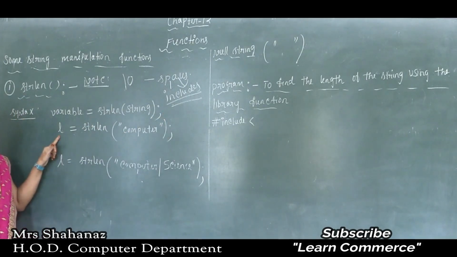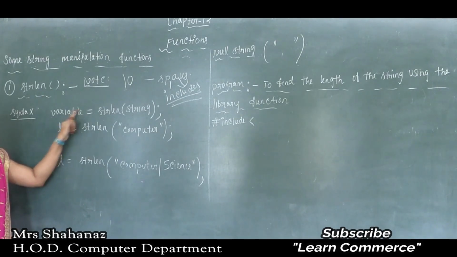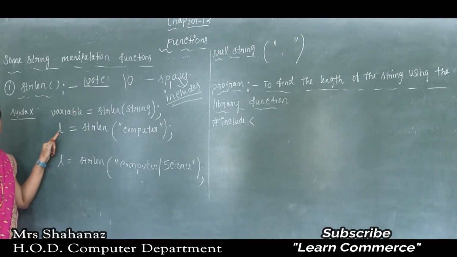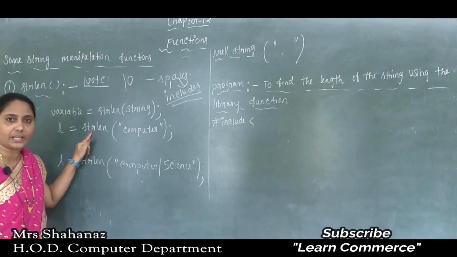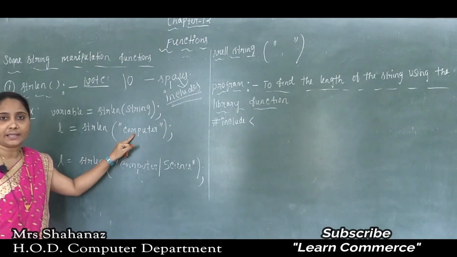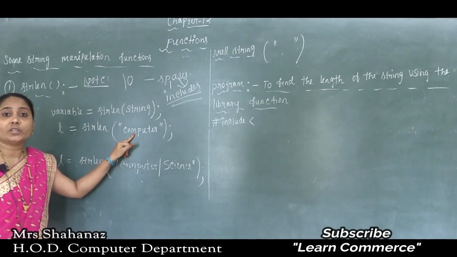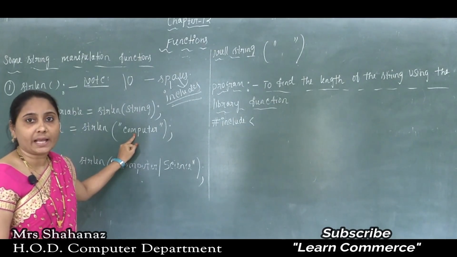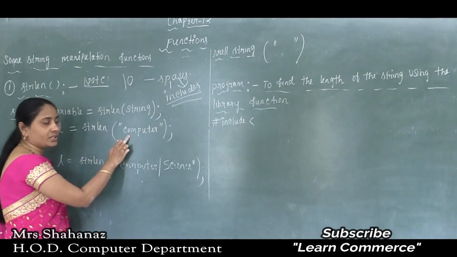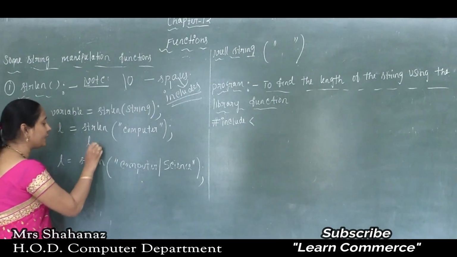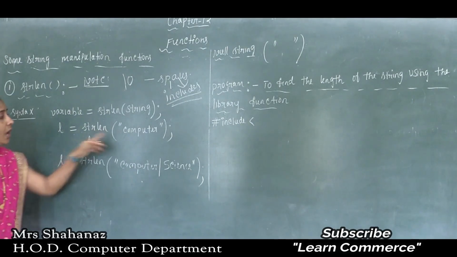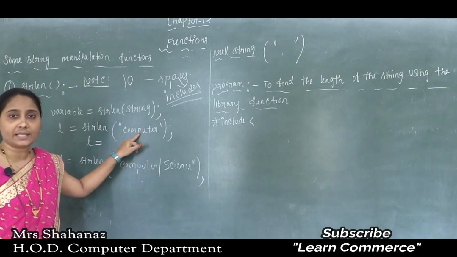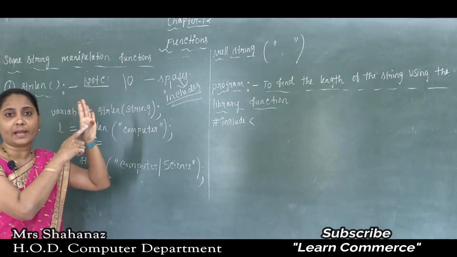Now how to write the example? Okay? The variable name: we know it is going to find the length, so I am using the variable name L, is equal to strlen, which is the name of this string function. And this string, the group of characters you want to find the length of, we need to write using double quotation marks. How many characters is it going to display? The string I used is computer, so it is going to display the number of characters.